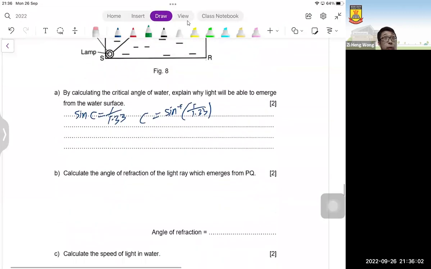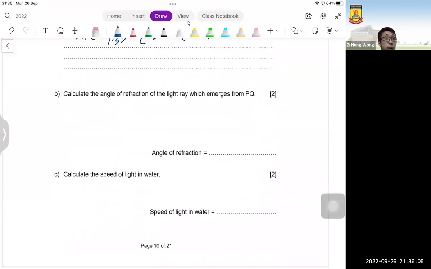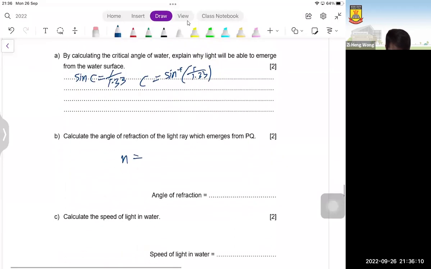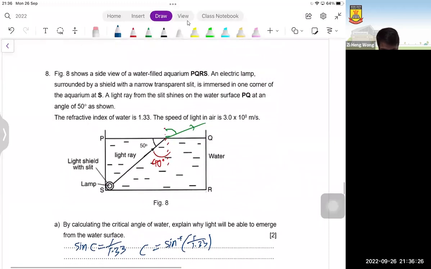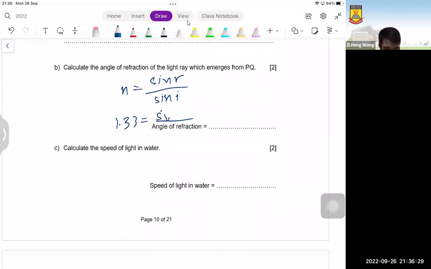Okay, so just key in and write down. It is denser to less dense. Then you just sub in. n is 1.33. i is 40. Here you can calculate. Speed of light in water.